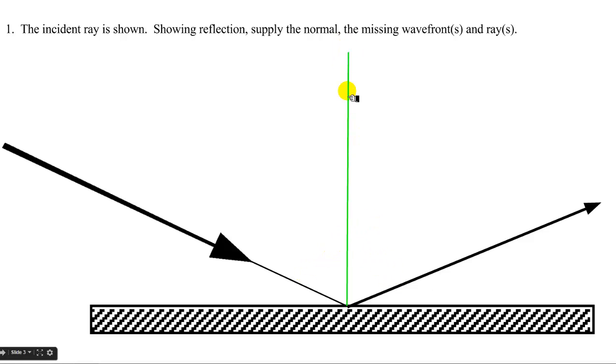And remember, it's always important for us to draw our perpendicular, or what we call our normal line. These are the wavefronts. The wavefronts show the distance between two wave crests, two consecutive wave crests, or two wavelengths. Okay, so there they go. And then they would also be drawn on the reflected ray as well.